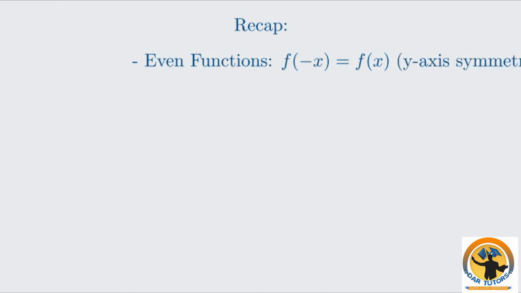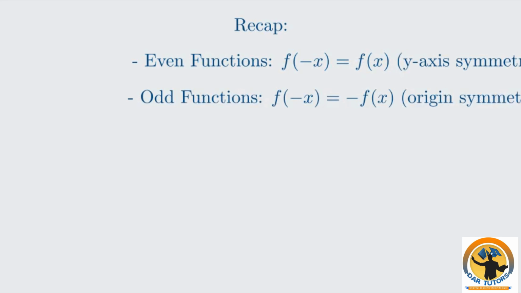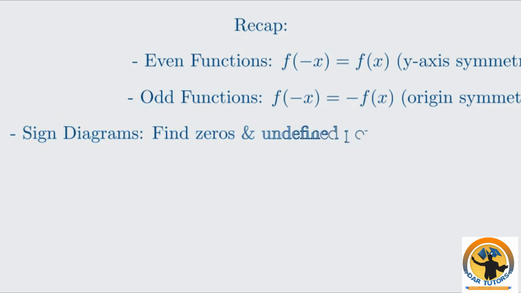Let's quickly recap what we've covered today. We started by defining even functions where f of negative x equals f of x, and odd functions where f of negative x equals negative f of x. We saw that even functions are symmetric about the y-axis, and odd functions have rotational symmetry about the origin. Next, we learned how to construct sign diagrams by finding zeros and undefined points, and using test values or the sign change rule to determine the sign of a function in different intervals.